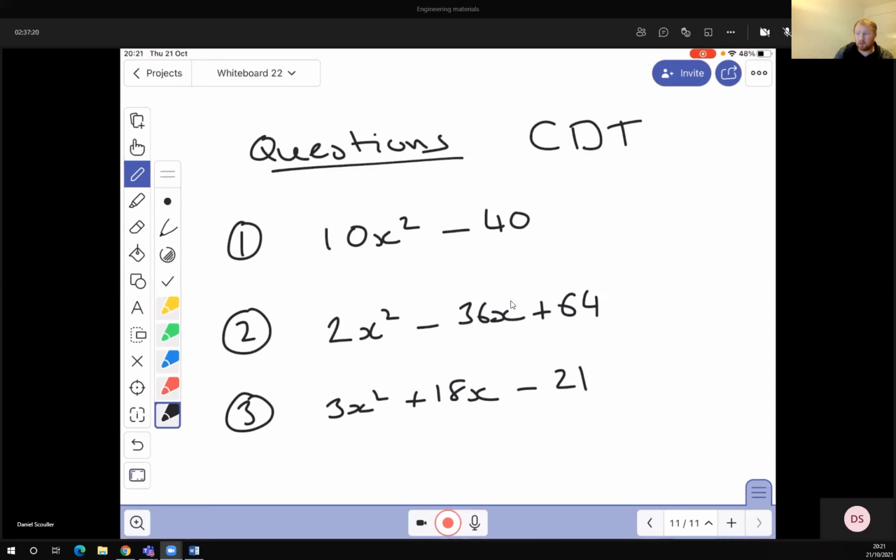The questions are: 10x squared minus 40, factorise that fully. Factorise 2x squared minus 36 plus 64. And then 3x squared plus 18x minus 21. Come back at 35 minutes past and we will go through the answers to them.